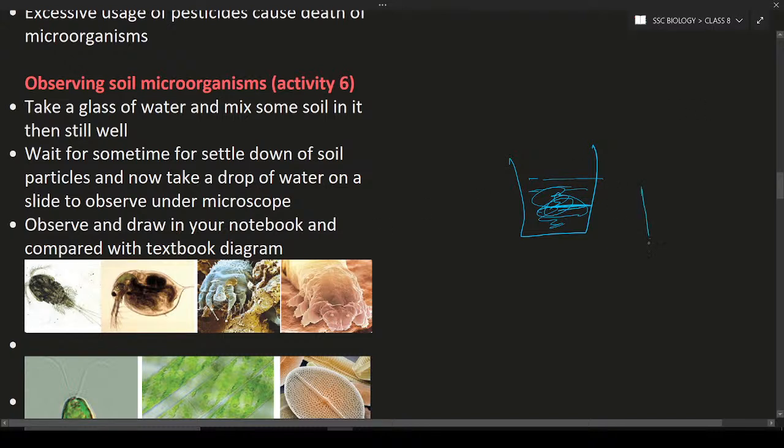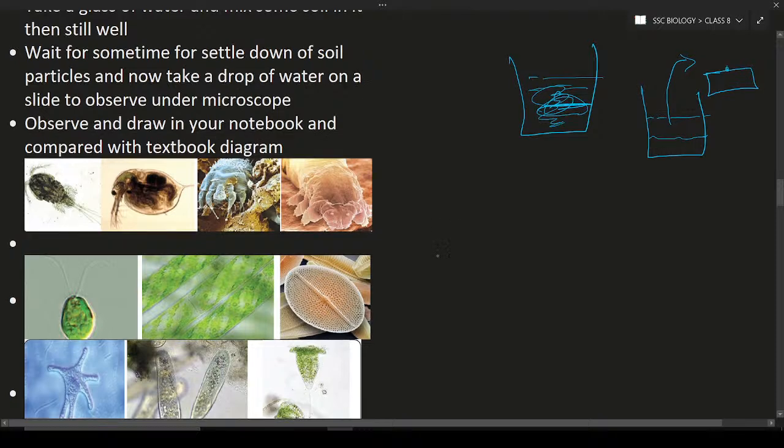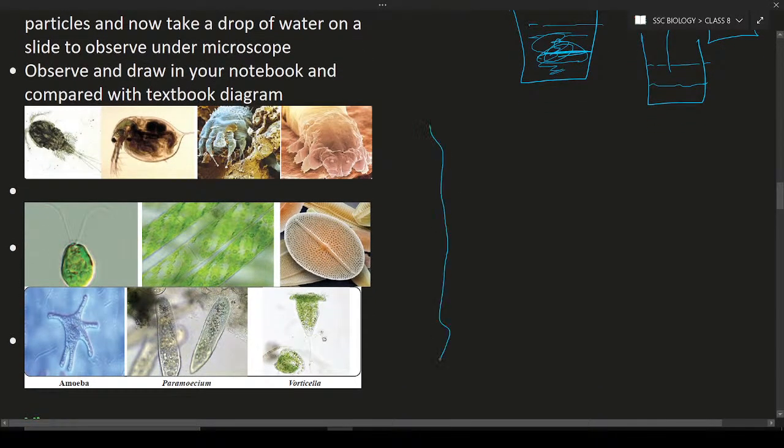After settling, this is the dust particles, and this is the clear water. Take the water and put a drop on a slide and observe under the microscope. If you observe under the microscope, you can see different types of microorganisms. Arthropods, protozoa, algae, everything you can see in the soil.